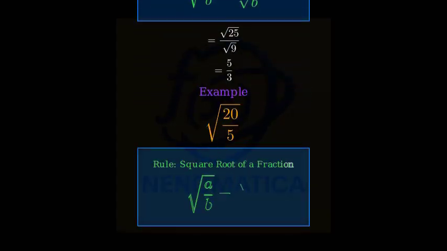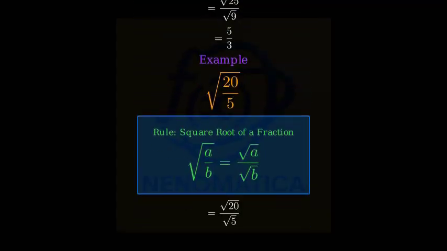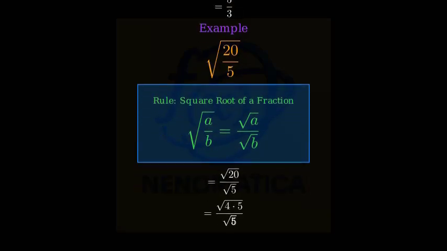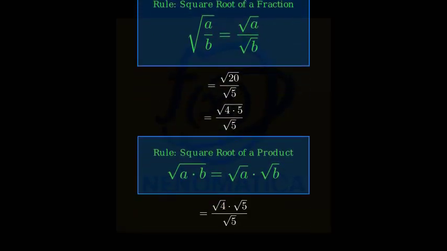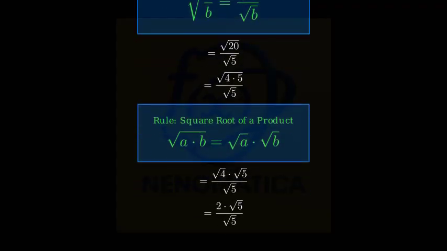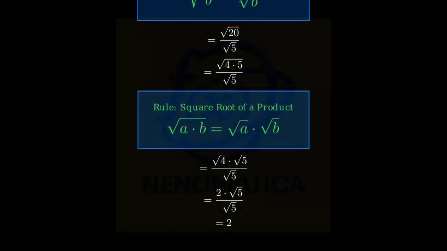Again, we'll use our rule to rewrite this as the square root of 20 divided by the square root of 5. We can simplify the numerator further. 20 can be written as 4 times 5. So the square root of 20 equals the square root of 4 times 5, which equals the square root of 4 times the square root of 5. The square root of 4 is 2, so we get 2 times the square root of 5, divided by the square root of 5. Now, we can cancel out the square root of 5 in the numerator and denominator, giving us a final answer of 2.